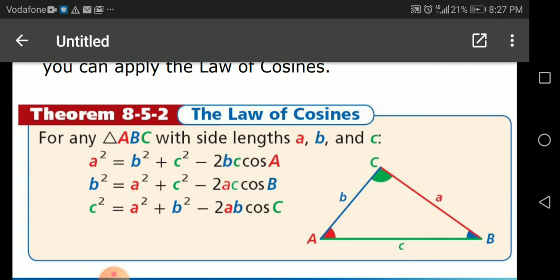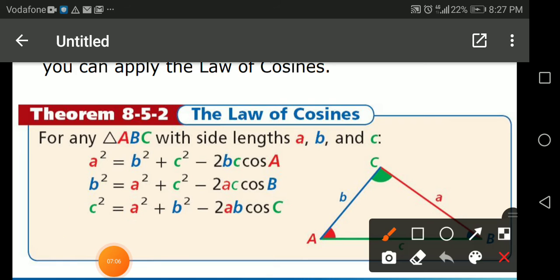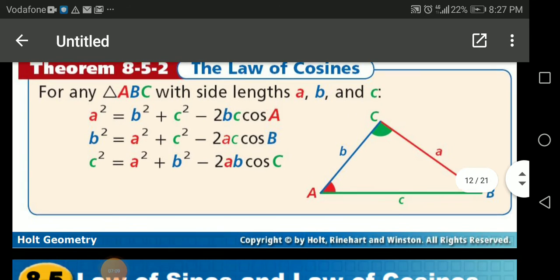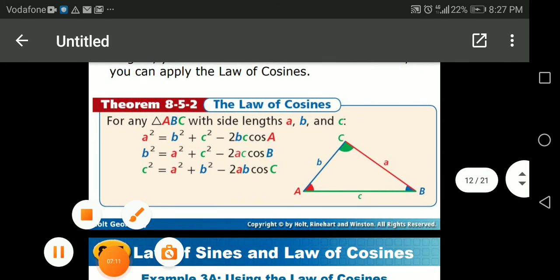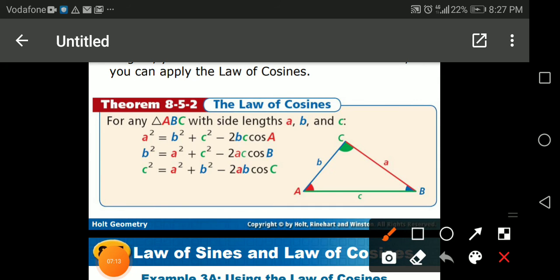No, this is a very easy rule. So let's start. For any triangle ABC, as you see here. Okay, guys, slowly. Can you see this one? It's easy. For any triangle ABC, like this, with side lengths a, b, and c.